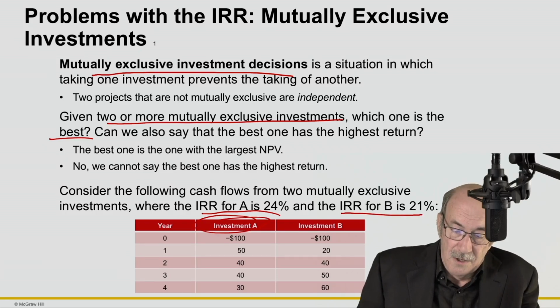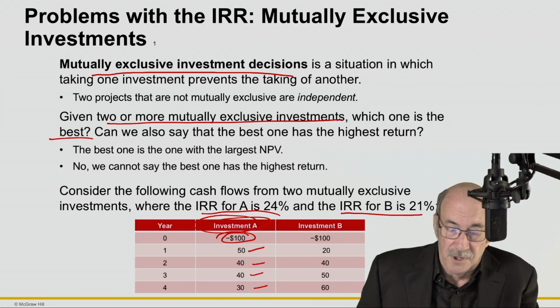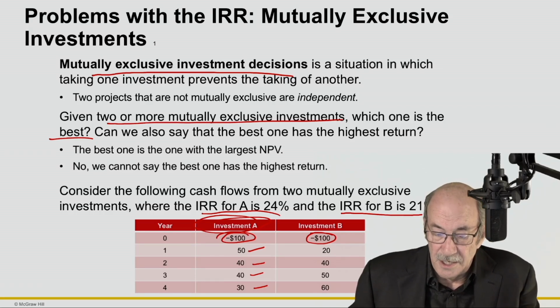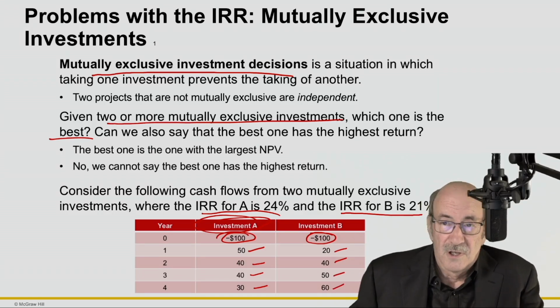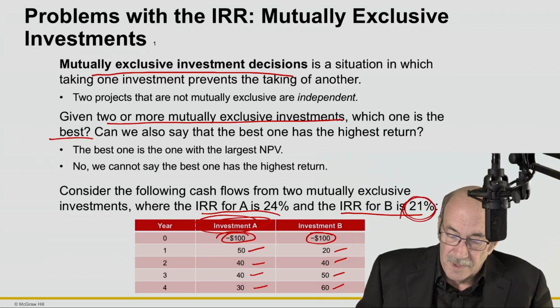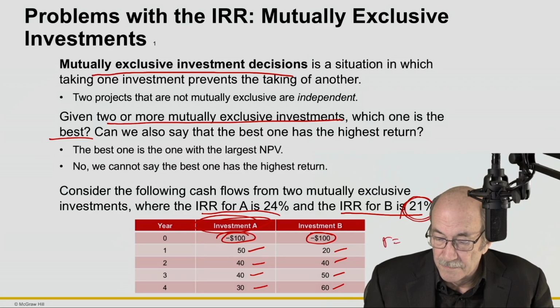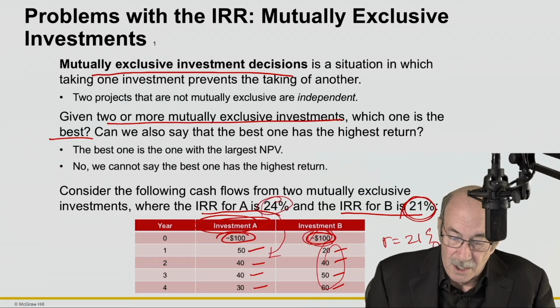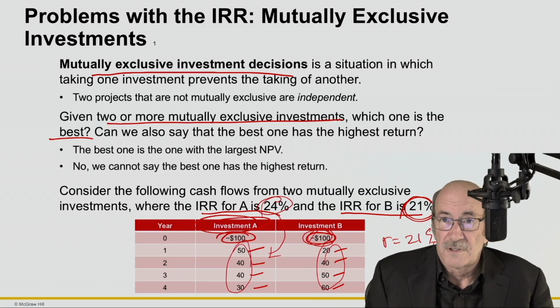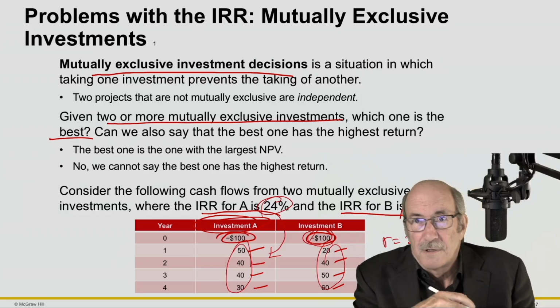So here's A. We have a cash outflow of $100, and then we receive $50, $40, $40, and $30 over the next 4 years. In B, we also have a cash outflow of $100, and it generates $20, $40, $50, and $60 over the course of 4 years. So this 21% is the R that causes the discounted value of these future cash flows to exactly equal 100. Likewise, 24% is the R that causes the discounted value of these cash flows to exactly equal 100.